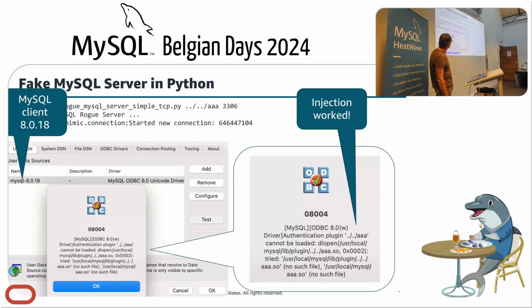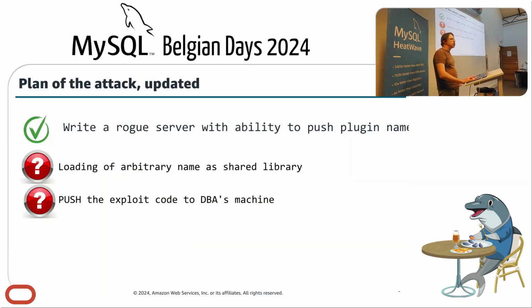So now when we try to establish the connection to our server, to our Python script, we get this, no such file. So it indeed tried to dlopen this file. So this is working. Yeah. Our injection worked. So step 1 done. Step 2, loading arbitrary code of the shared library.